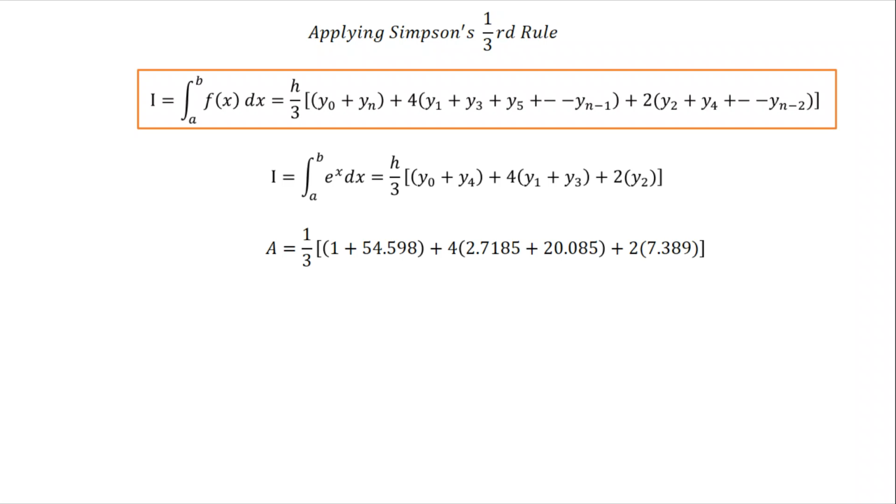Then put all the values. h is here 1 by 3 into bracket y0 is 1 plus y4 is 54.598 plus 4 into odd terms, y1 2.718 plus y3 is 20.085, plus 2 into even terms 7.389. So after simplification we'll get the area, that is 50. So in this way we can calculate the area under the curve using the Simpson's 1/3 rule.